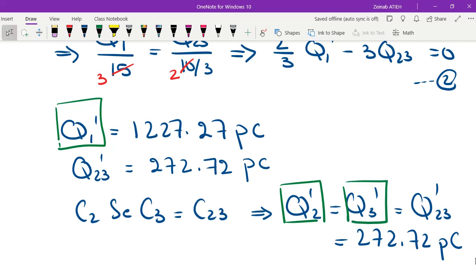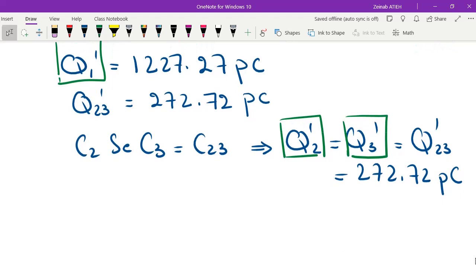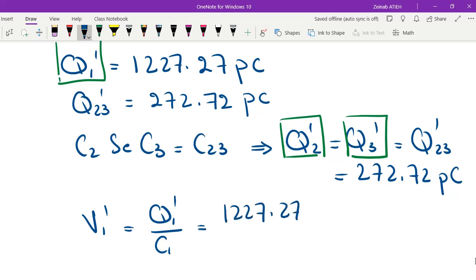If you want the voltages, once I have the Qs, I can find the voltages. So V1 prime is equal to Q1 prime after equilibrium; of course the notation prime means after equilibrium, over C1. Q1 prime is 1227.27 picocoulomb over 15 picofarad. Pico with pico cancel, we get 81.8 volt. It will be in SI units.